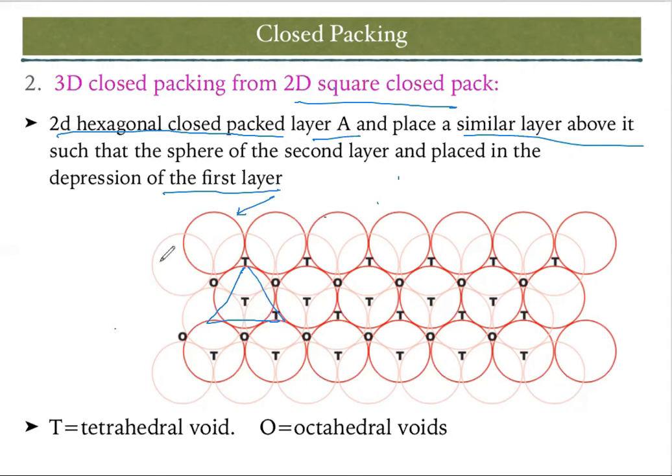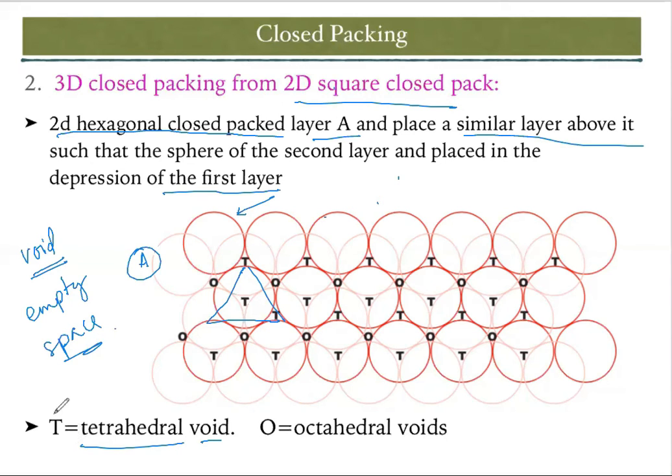So if you consider this is one layer, layer A, this is a different layer. This is not the same layer as layer 1. In this type of layer there will be generated 2 types of voids. So what are these voids? Voids are nothing but the empty space. In the solid there are so many empty spaces, and these empty spaces are your voids. Here two types of voids are generated: one is the tetrahedral void, another is the octahedral void.